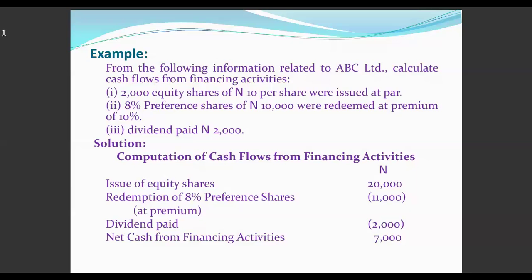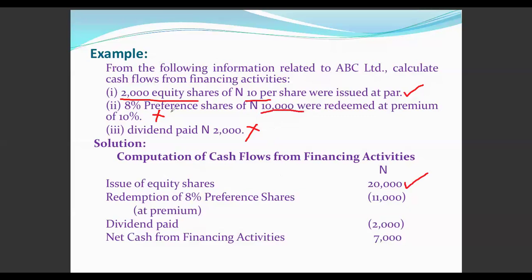Now first, I need to locate the source of income. So when I issue shares, I get the money. When I pay the dividend or redeem the shares, I am making payments. So 2000 shares at 10 rupees, so my income is 10,000.